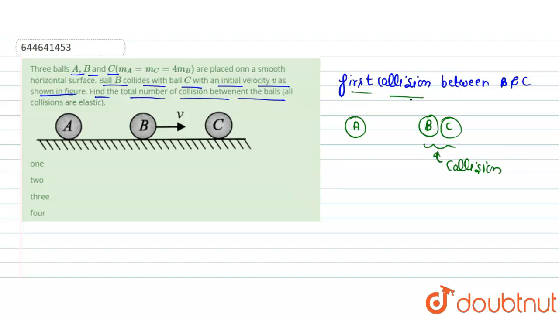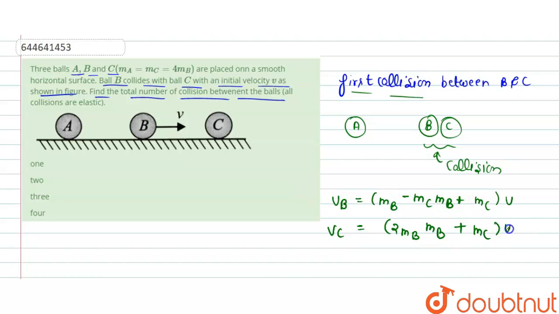After the collision, the speeds of the balls are: velocity of B equals (mB minus mC) divided by (mB plus mC), into v, and velocity of C equals 2mB divided by (mB plus mC), into v. We know that mC equals 4mB. This is the equation for the velocity of ball B and the velocity of ball C. It means the mass of ball C is greater than the mass of ball B.